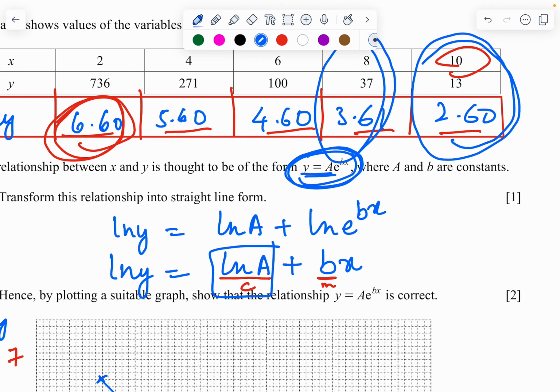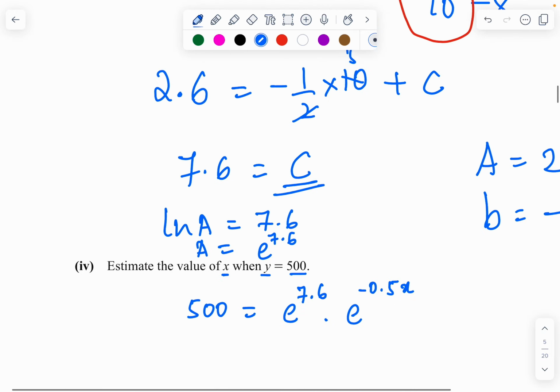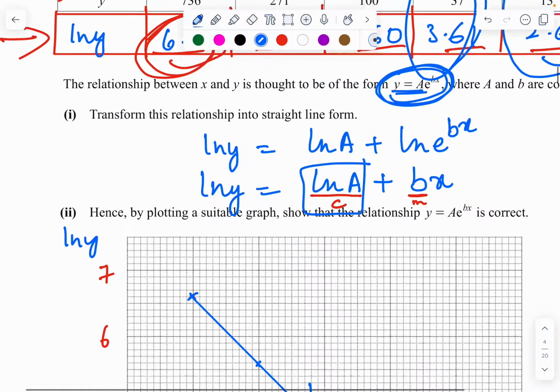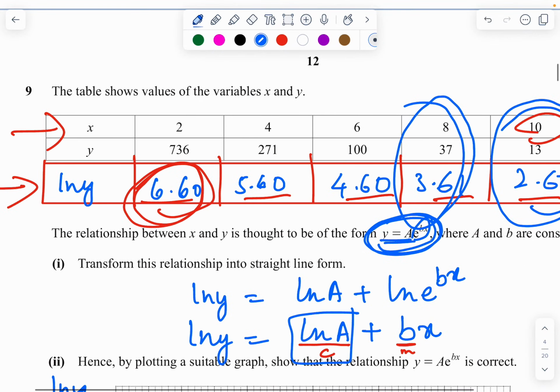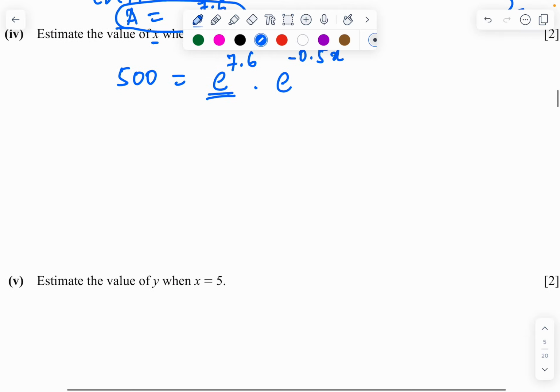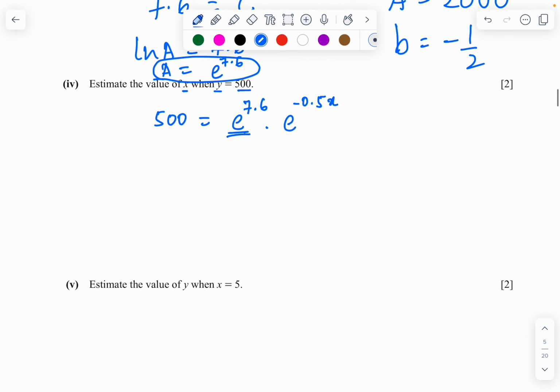Yeah, a is, how much did we get just now? We got a was this one. So I'm using that, then times e to the power of bx. What is bx we got? We got it as negative 1 over 2, so I'm writing it as negative 0.5.